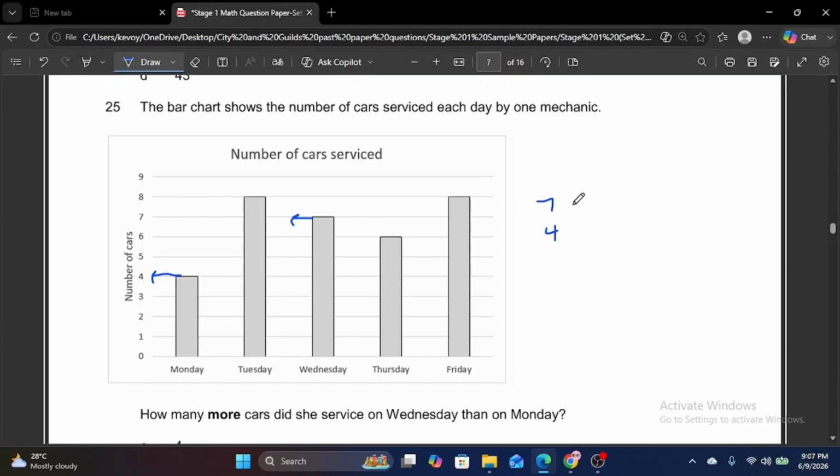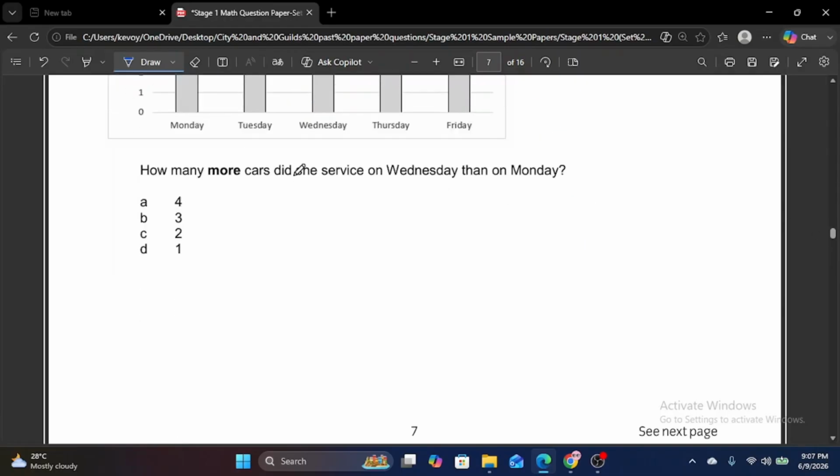So how many more did she service? You can just subtract right there. 4 from 7, that's 5, 6, 7. So that's 3. That means from Monday compared to Wednesday, that's 3 additional cars. So looking back at this, how many more cars did she service on Wednesday compared to Monday? That's going to be 3.